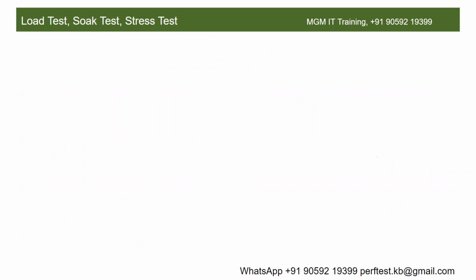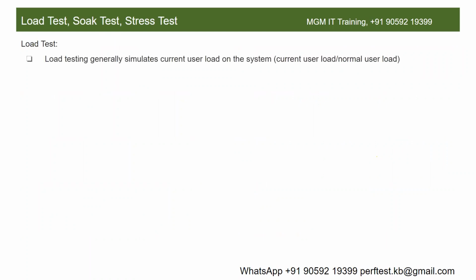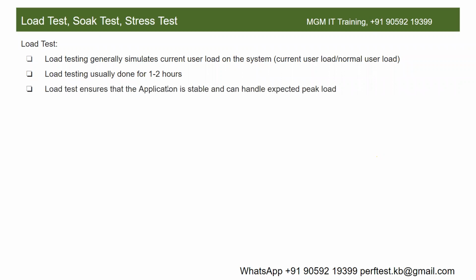Now I have listed some points, a description about each type of test. The first one is load test. Load testing generally simulates the current or normal user load on the system, and is usually done for 1 to 2 hours. Load test ensures that the application is stable and can handle the expected peak load. Load test is the mandatory test that will be done prior to any other performance test type.